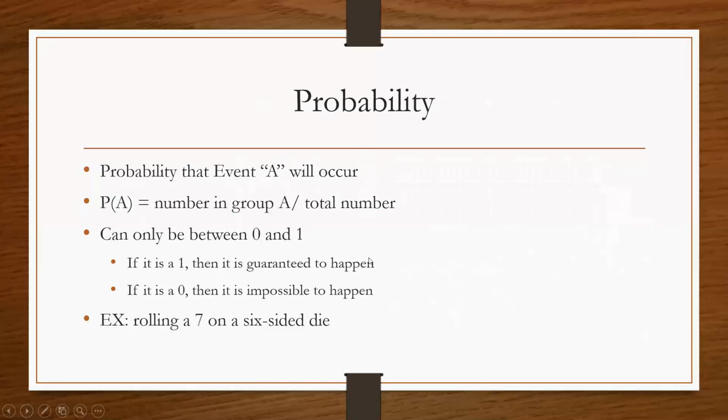All right, so probability. It's the probability that an event will occur. To calculate it, it's the number in the group divided by the total number. It has to be between 0 and 1. If it's 1, then it's basically guaranteed to happen. An example is getting a number between 1 and 6 on a 6-sided die. You've got to get something between 1 and 6, unless the die explodes or something. I digress. And if you get a 0, then it's impossible for the event to happen. An example would be rolling a 7 on a 6-sided die. It's just not possible.